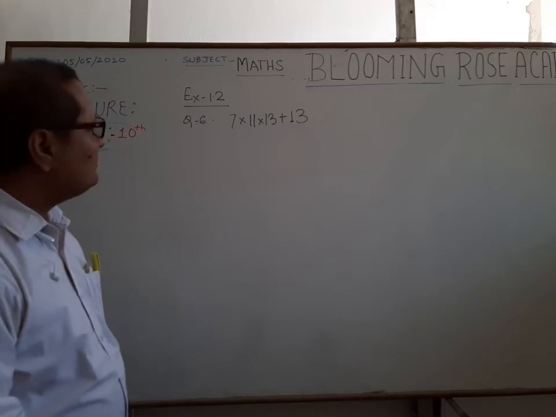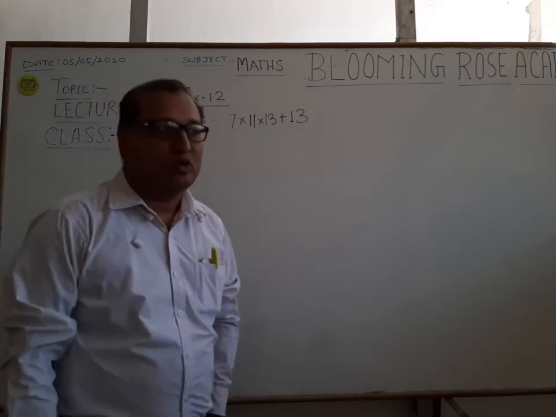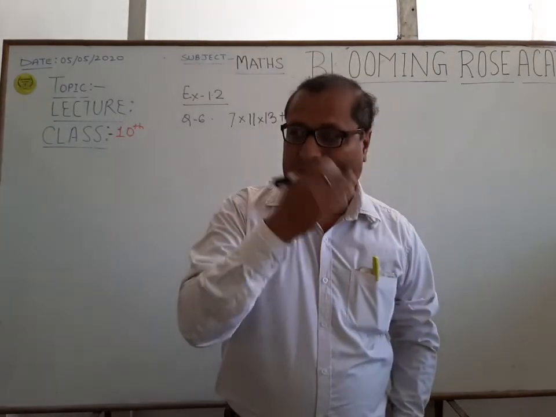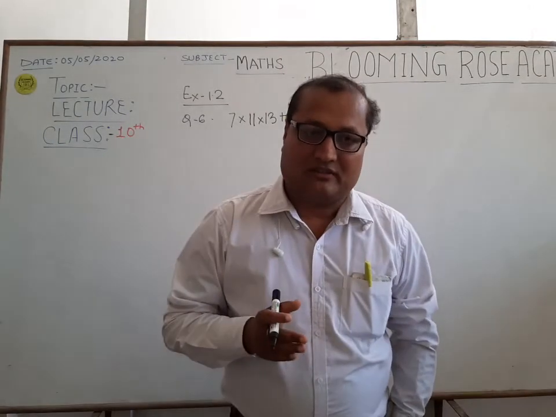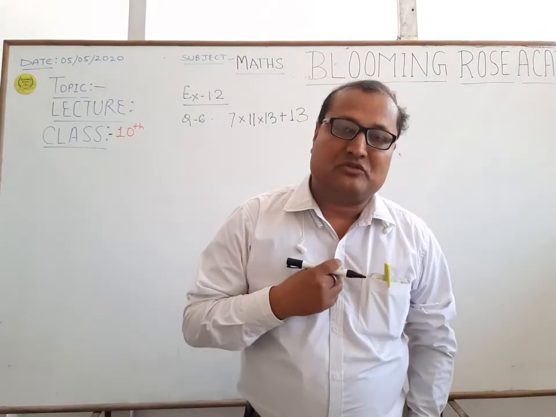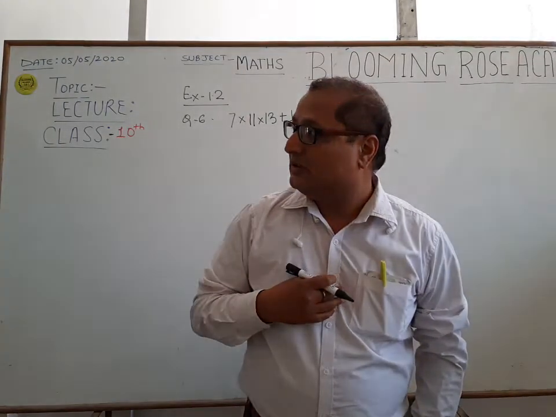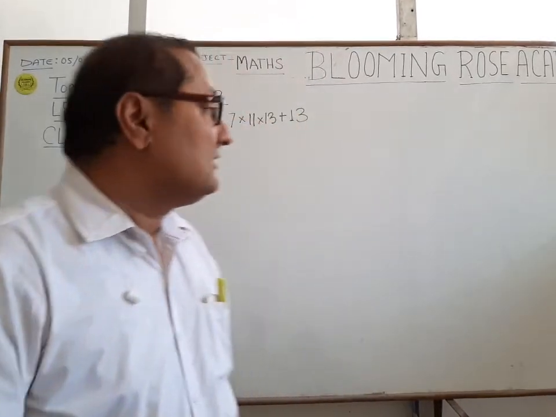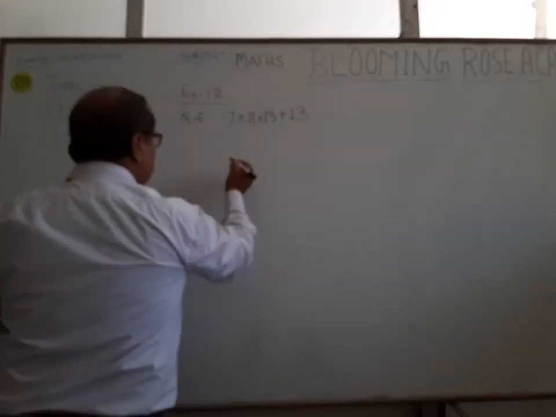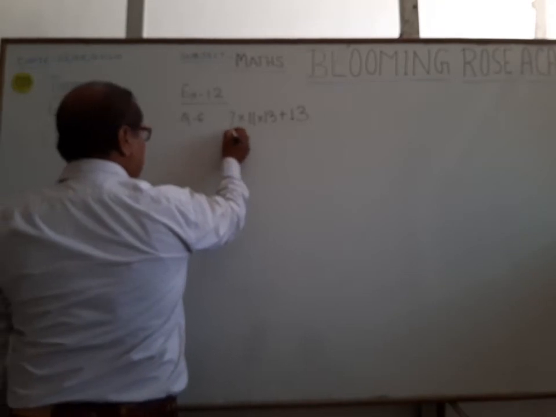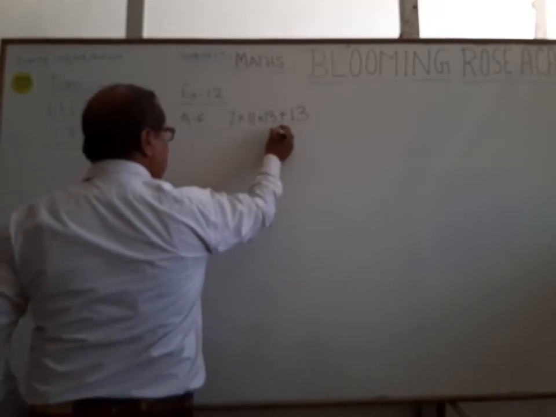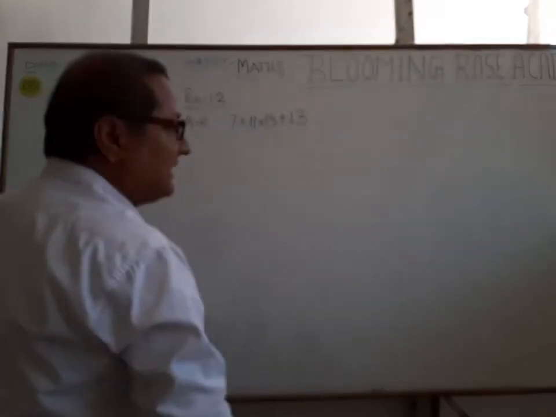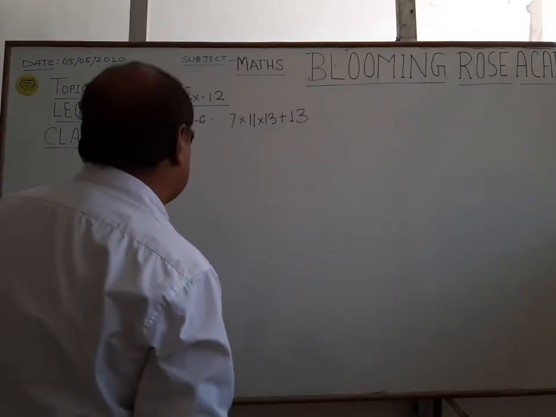Composite numbers are those numbers which have more factors than just itself and one. And a prime number has no factor except one and itself. In this question, if you look at this 7, 11, 13 and this 13, all are prime numbers because they have no other factors.